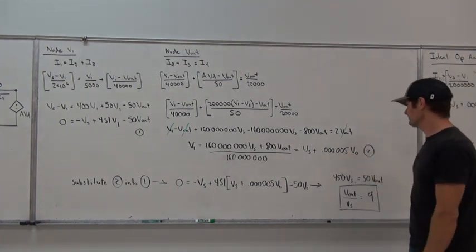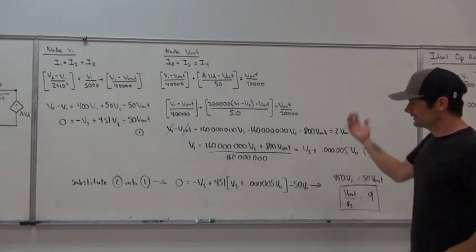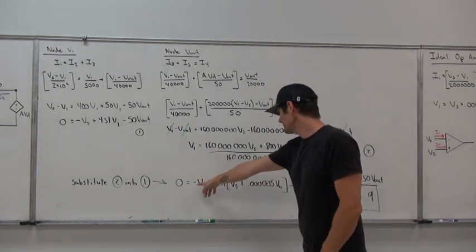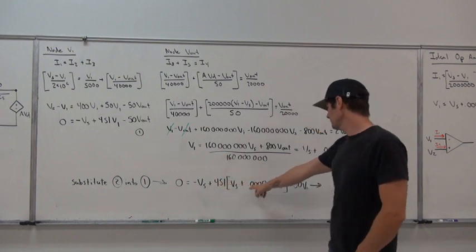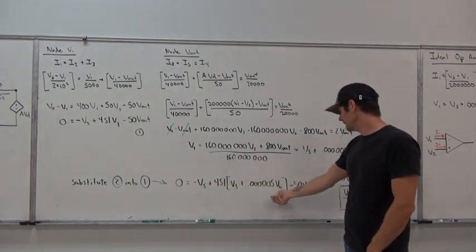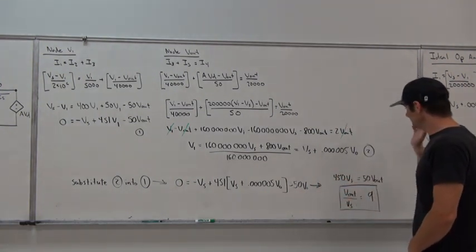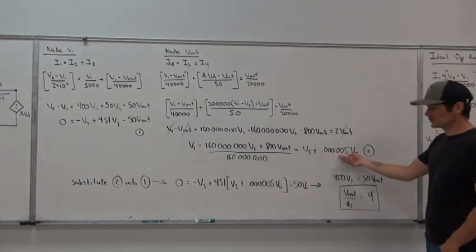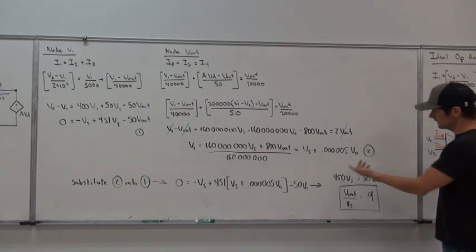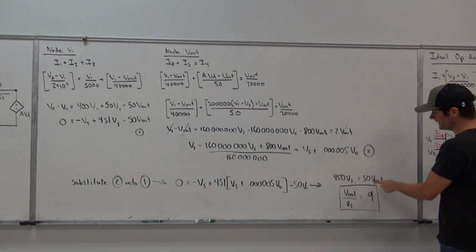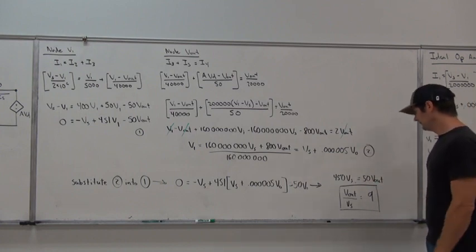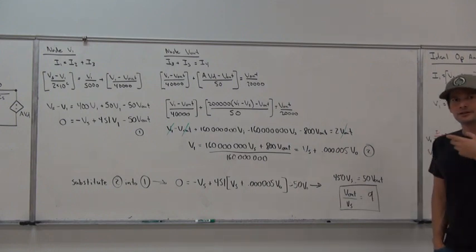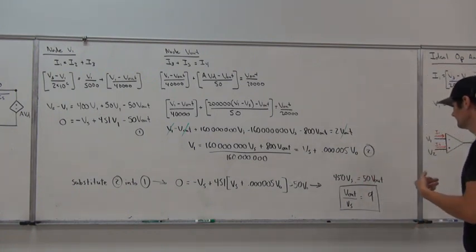In fact, it almost would suffice to just leave that out. If we substitute 2 into 1, what we end up getting is negative Vs plus 451 times Vs plus 0.000005 times Vout minus 50 Vout. When we rearrange everything, I just left that term out because it doesn't matter. It's so ridiculously small, who cares? Then we get 450 times Vs is equal to 50 times Vout. So Vout divided by Vs is equal to 9. That's our gain, a factor of 9.